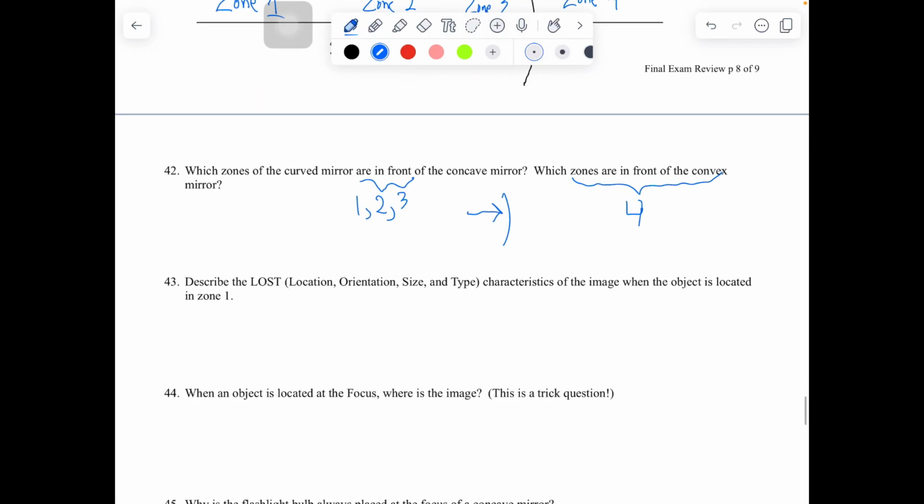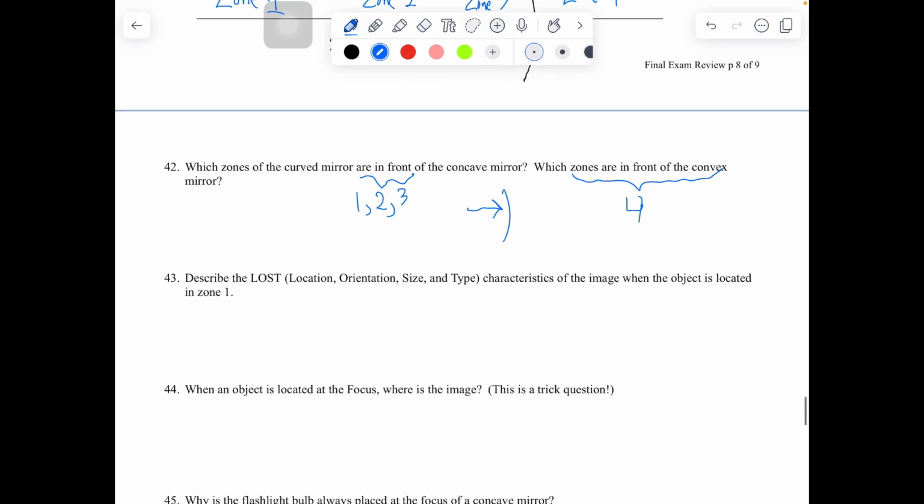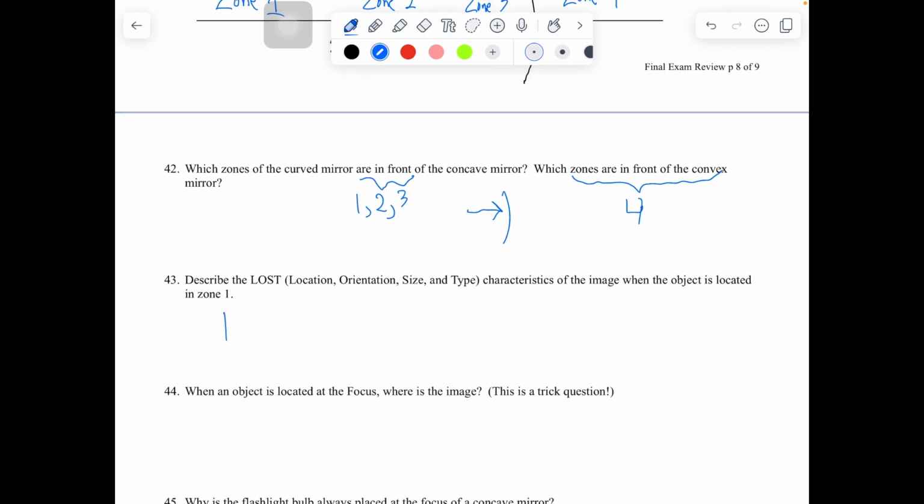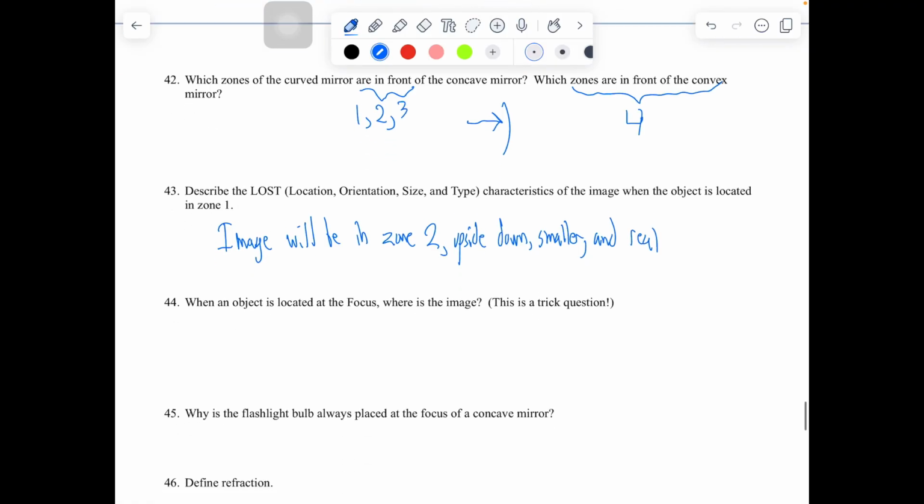Describe the lost characteristics of the image when the object is located in zone 1. Well, the image will be in zone 2. It will be upside down. It will be smaller. And it will be real. If you're still working on your study buddy, I'd highly recommend you add in these lost characteristics. You can add in a little table of them, so you don't have to memorize them.